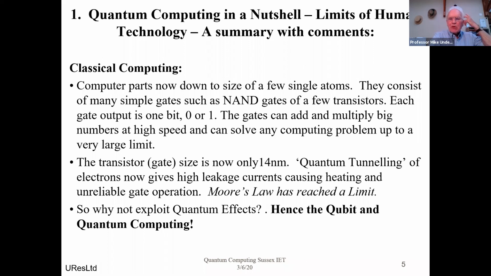Why not exploit these quantum effects which have stopped Moore's law for classical computing and move on to quantum computing.